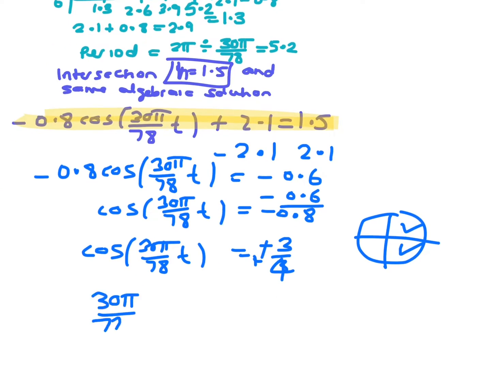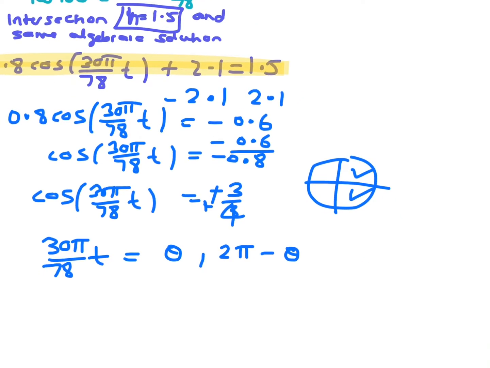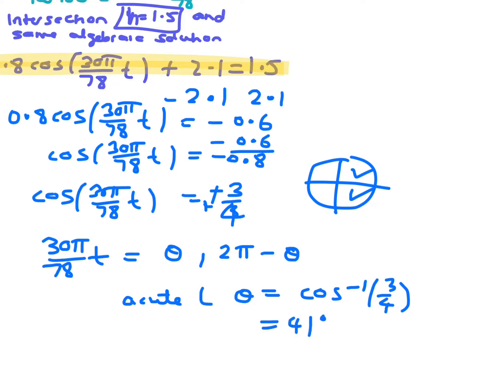So you go 30π/78 t equals, so it's going to be theta and 2π minus theta in those quadrants. Now, when I'm doing that, I then have to get the acute angle theta. So the acute angle theta would be cos⁻¹ of 3/4. Now, if I don't put my calculator into radians, I'll just get 41 degrees. So you need to change it to radians.